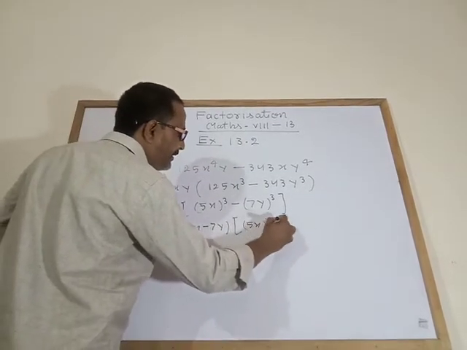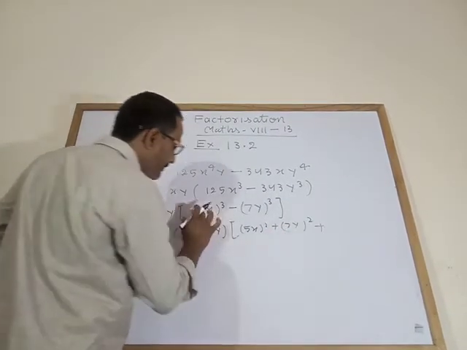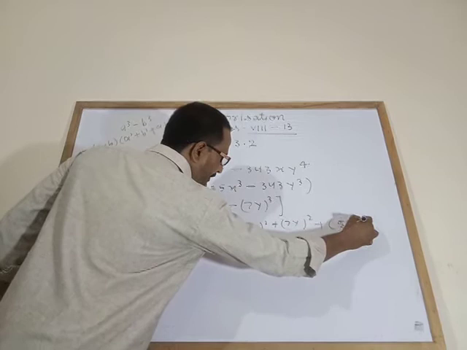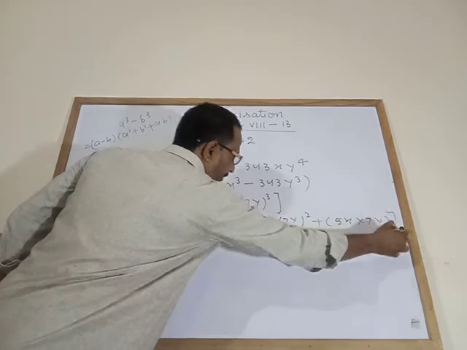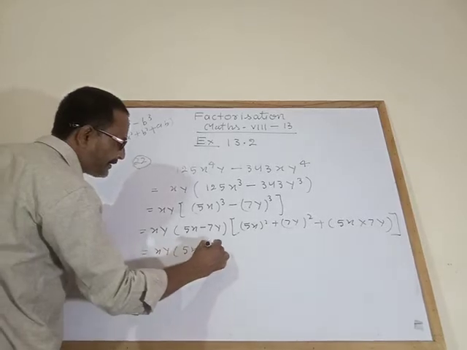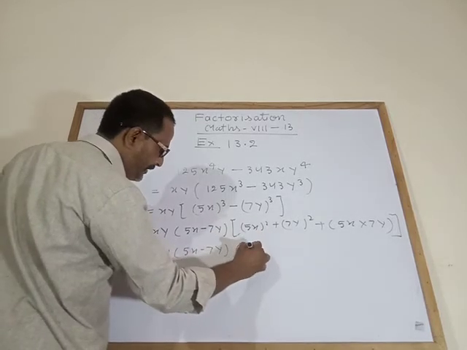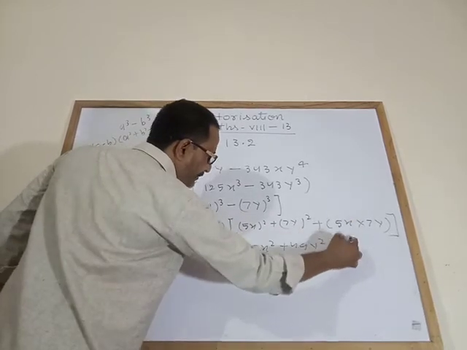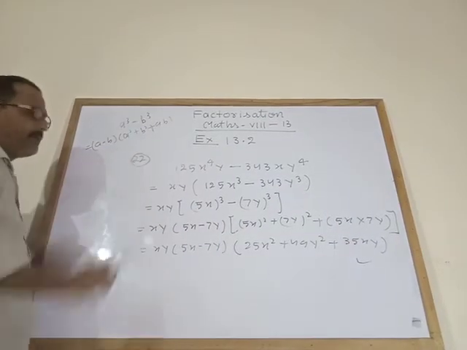(5x)² + (7y)² + ab, where ab means the first term and the second term, 5x into 7y. Now one more line, close the square bracket. Now xy, (5x − 7y), here in the small bracket: 25x² + 49y² + 7 × 5 is 35xy. This is the solution of your question number 22.